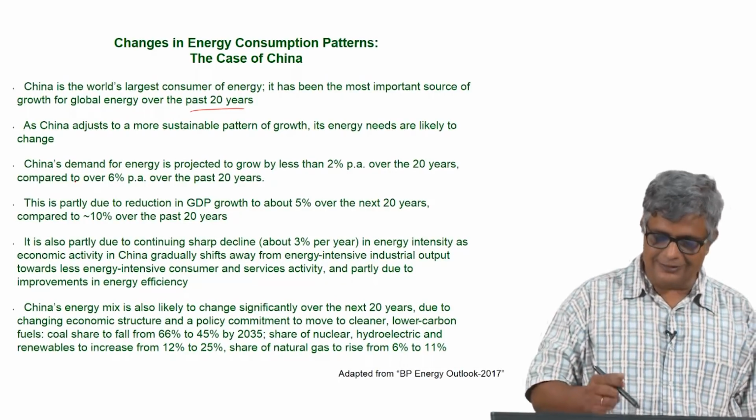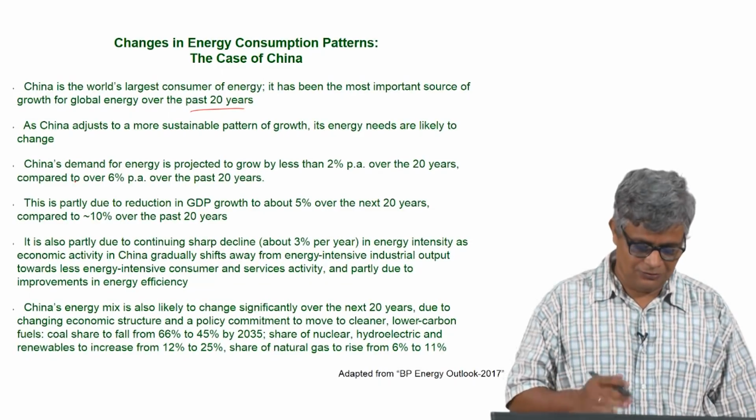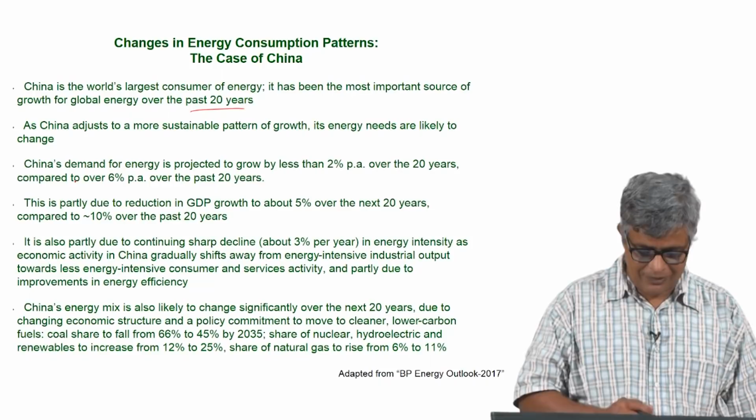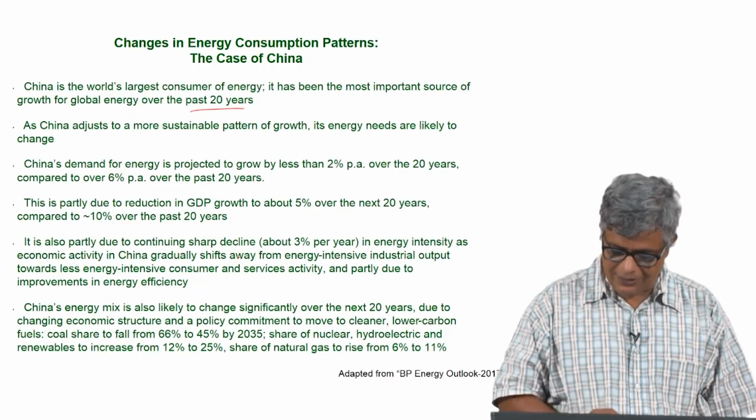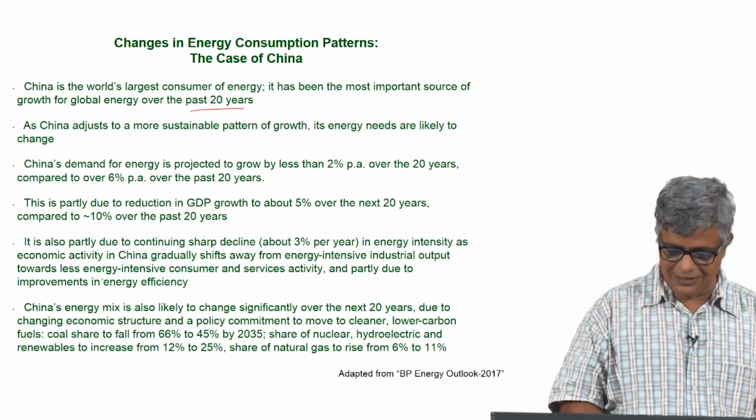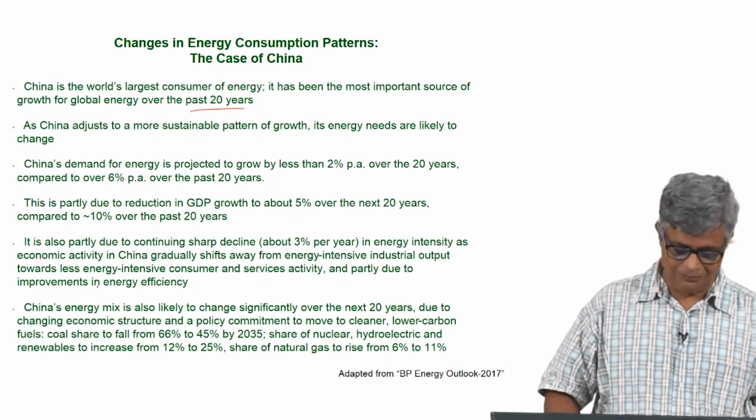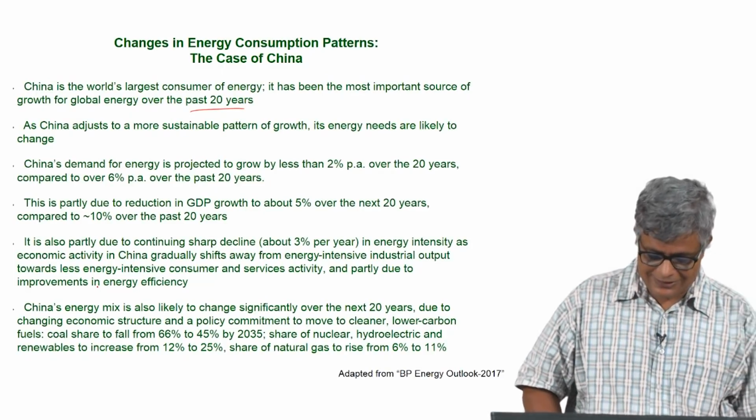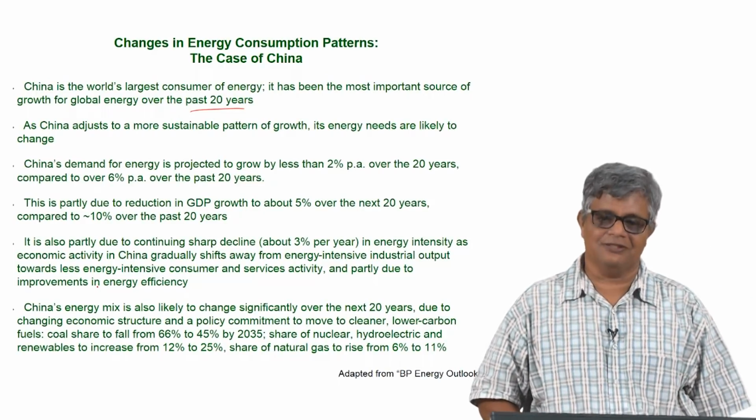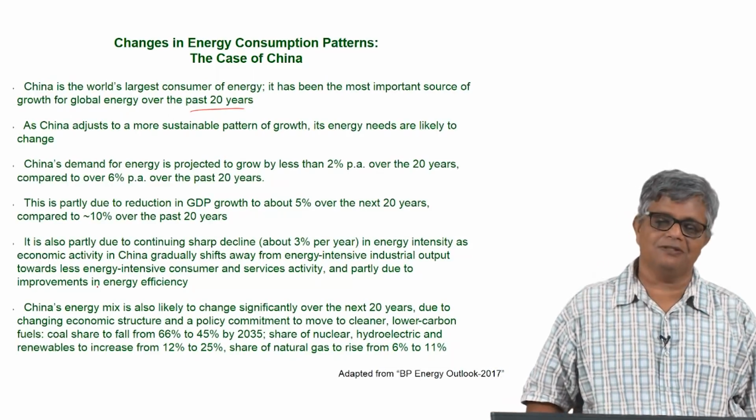So, this reduction in energy demand, significant reduction, 2% from 6%, is due to continuing sharp decline in energy intensity as economic activity in China gradually shifts away from energy intensive industrial output towards less energy intensive consumer and services activity. It is also partly due to improvements in energy efficiency.